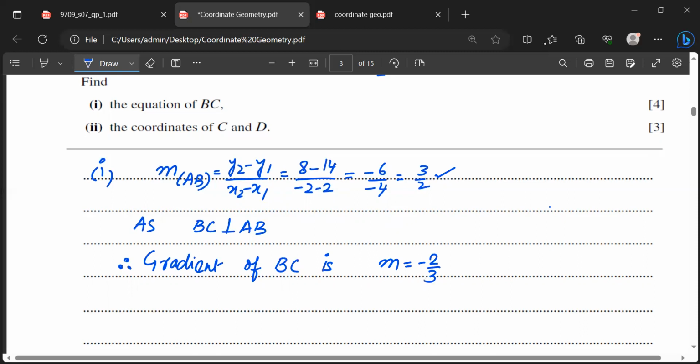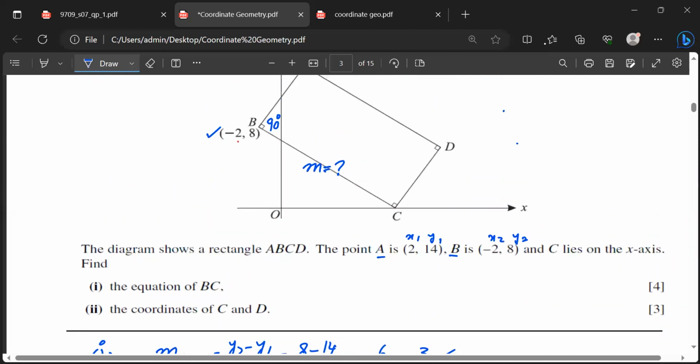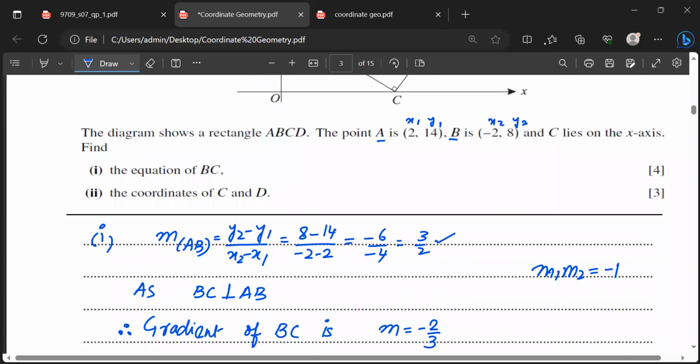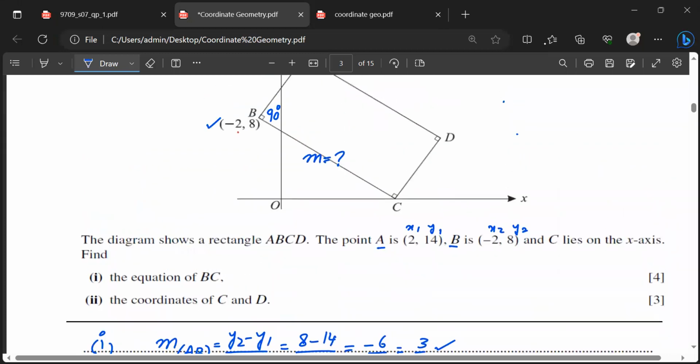Basically I'm using the condition m1 m2 equals minus 1, or you can directly write the gradient of BC as the negative reciprocal. So 3 over 2 becomes 2 over 3 with a negative sign. So the gradient of BC is minus 2 over 3.